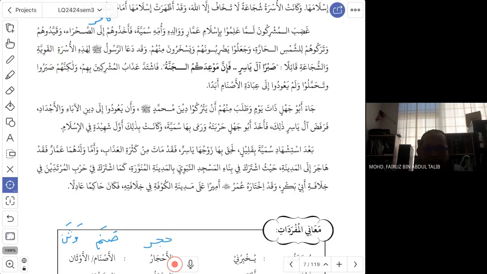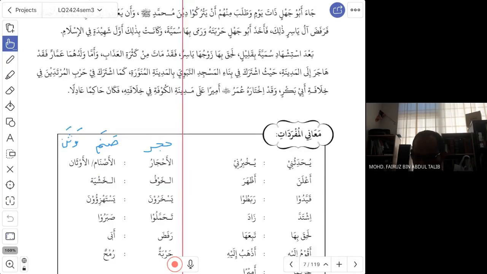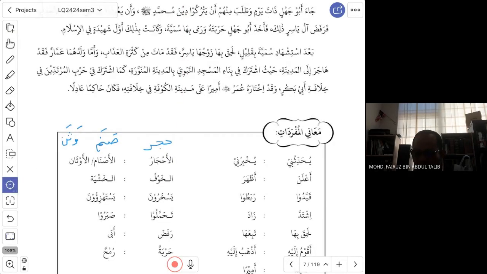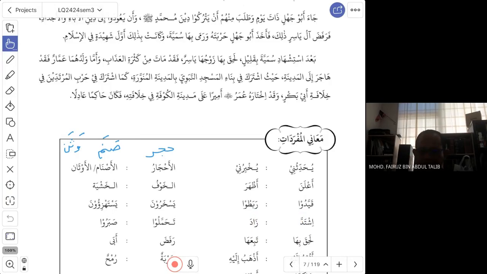وَقَيَّدُوهُمْ, and they tied them. Qayyaduhum. Okay, do we have another word for qayyadu here? Yes, here we have the word rabatu, to tie. So they qayyaduhum aw rabatuhum. So they tied them.